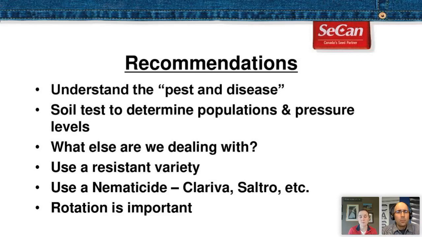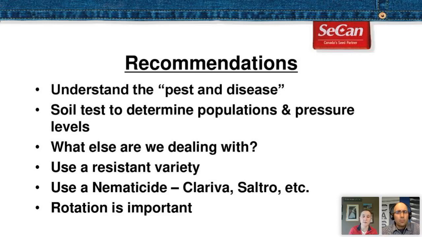We need to use a resistant variety. So we have to get away from using varieties that we have gone to in past because we love them. They're our favorites. They've yielded really well. We have to get past that. We also have to use products that will secure that variety itself, because that variety is only as good as the package that it's been given. So we need a product such as Chloriva or Saltro, and there's numerous products out there on the marketplace. So we have to take a look at those as well.